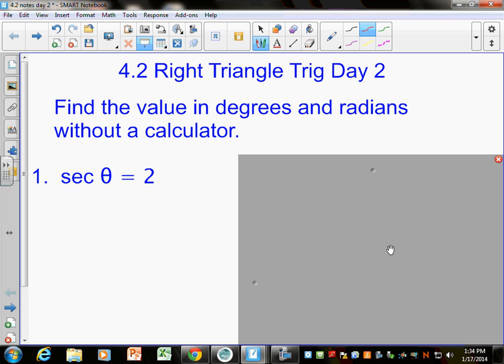So if you're using a calculator when you're not supposed to, then you're not really preparing for when we have a quiz or a test. So just be prepared for that. And right now, when you see the words without a calculator, that's like a big clue that that means use those special triangles.